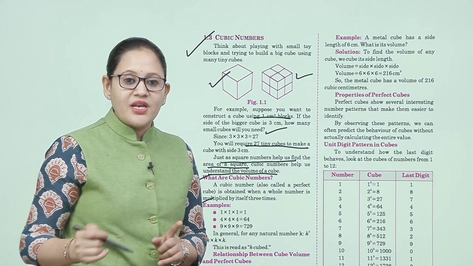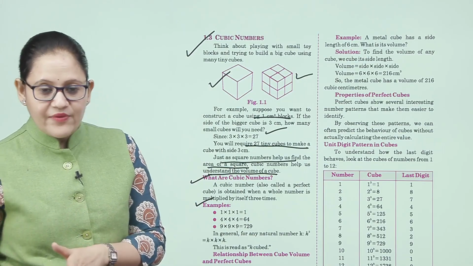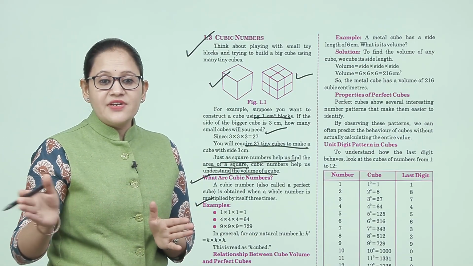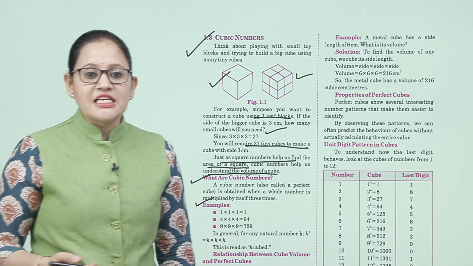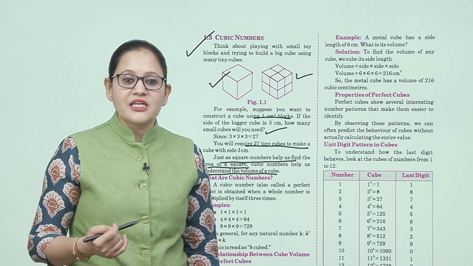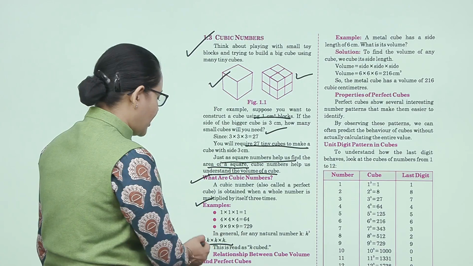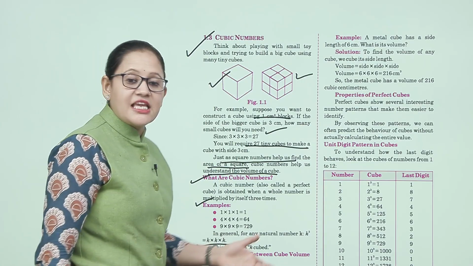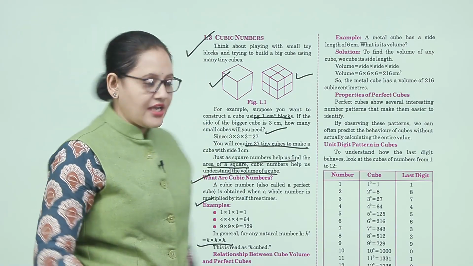So, cube of 1 is 1. 4 into 4 into 4 is 64, so cube of 4 is 64. 9 into 9 into 9 is 729, so cube of 9 is 729. In general, for any natural number k, the cube of k equals k into k into k. This is read as k cubed.